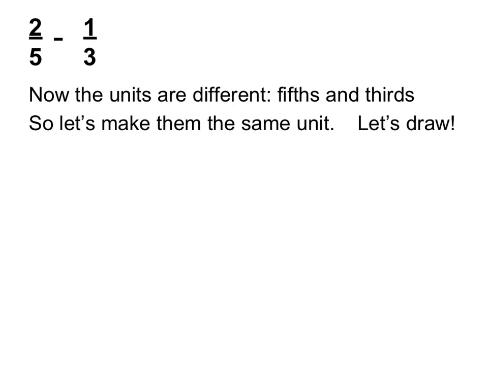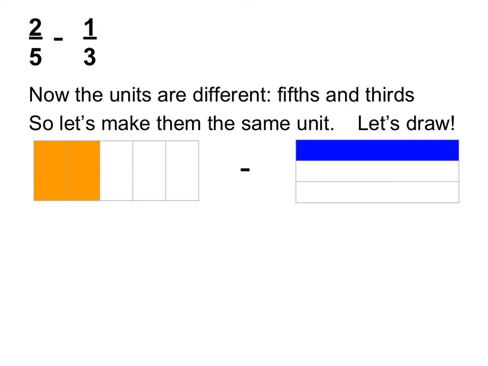So here's 2/5 minus 1/3. Fifths and thirds are not the same unit, so let's draw and make them the same. The orange is my 2/5. I took the whole rectangle, broke it into 5 parts, shaded 2. The blue is my 1/3. I took the entire rectangle, broke it into 3 equal parts, and shaded 1 of them.